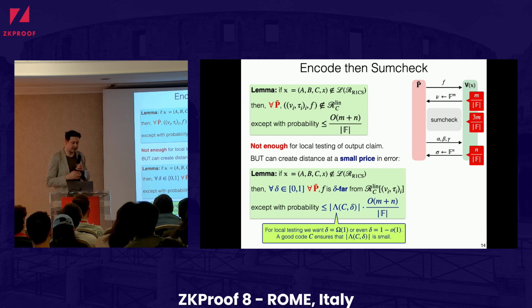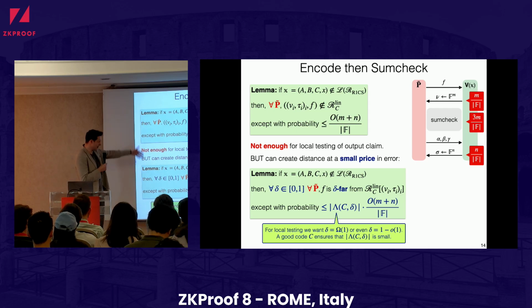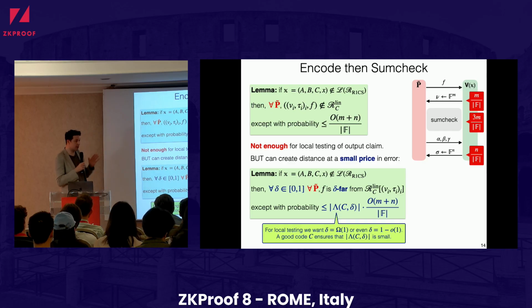And so what the distance contributes is that, because we will eventually want the distance to be, let's say, constant or even very close to 1, having a good code is what keeps this list under control. Okay, and nowhere else. In this reduction, you don't need it for anything else.